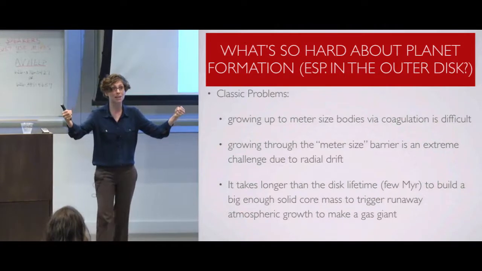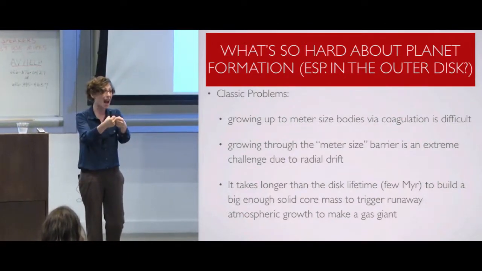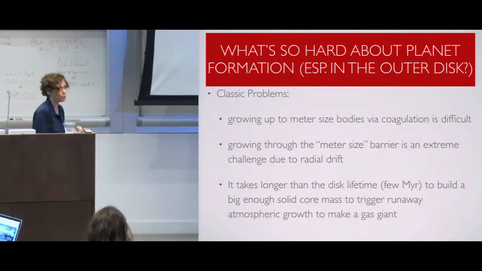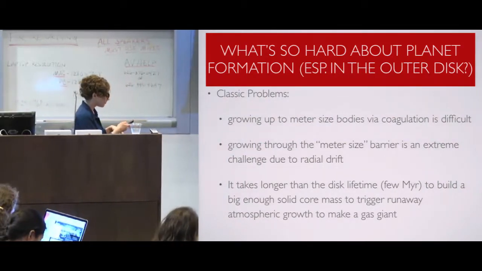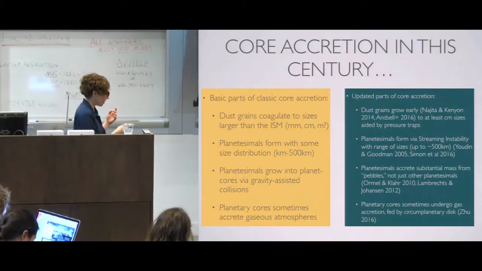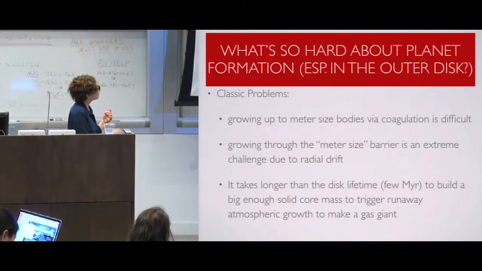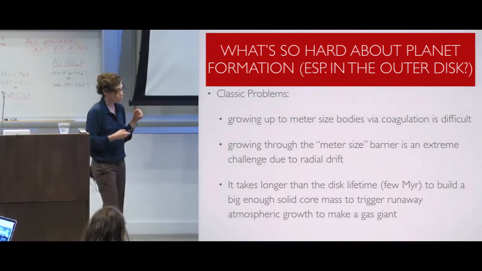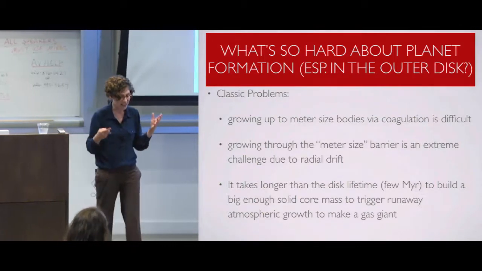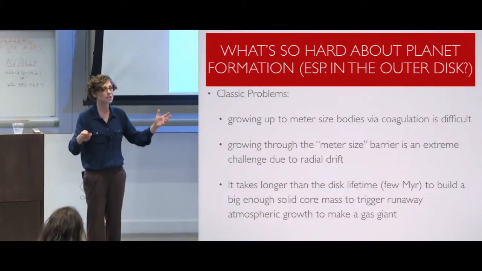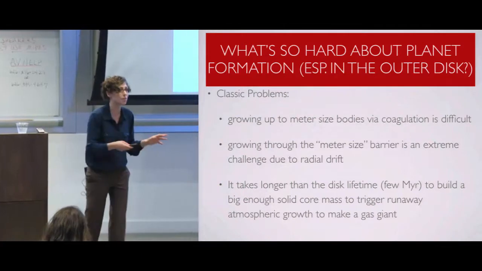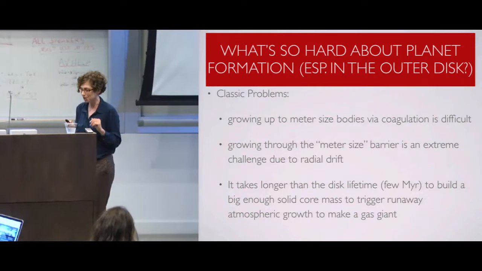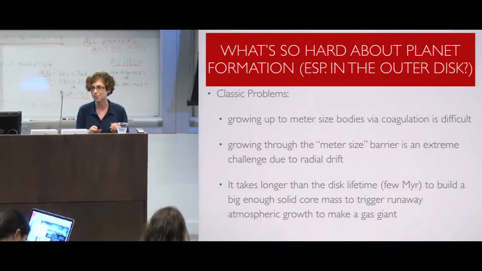So you take two things, you want to make them bigger, you smush them together, and maybe half of them sticks and the other half gets broken up into smaller things. That's bad if you're trying to grow over 12 orders of magnitude in size to make a planet. On top of that, there's the so-called meter-size barrier, and I'll explain this in detail in just a moment. What this refers to is that when you get things to about a meter in size, even if you skip past this coagulation problem, they tend to just fall into the star really, really fast. And I'll explain why that happens in just a moment. But that's what people say when they mean the meter-size barrier.